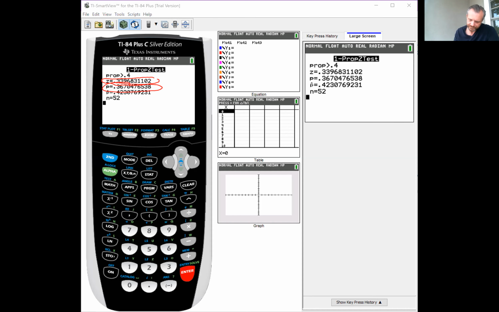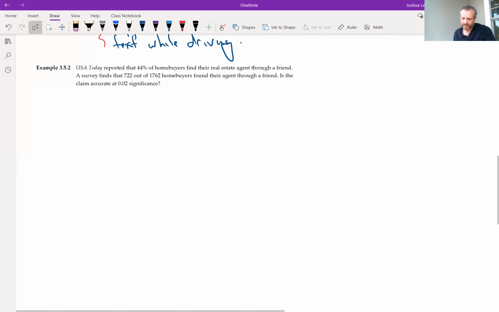How about the next one? USA Today reported that 44% of homebuyers find their real estate agent through a friend. The survey finds that 722 out of 1,762 homebuyers found their agent through a friend. Is the claim accurate at 0.02 significance? Well, again, first step is to mathematicize the claim. 44% of homebuyers. We are saying that P equals 0.44.